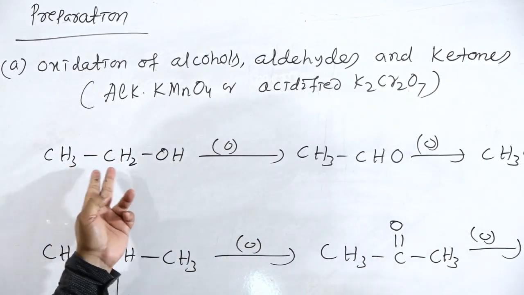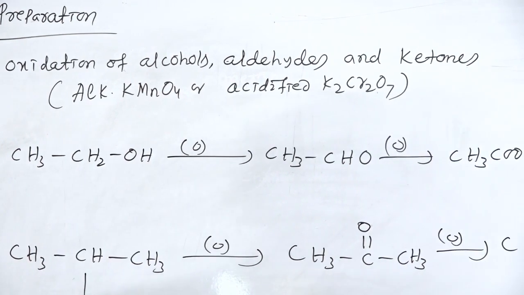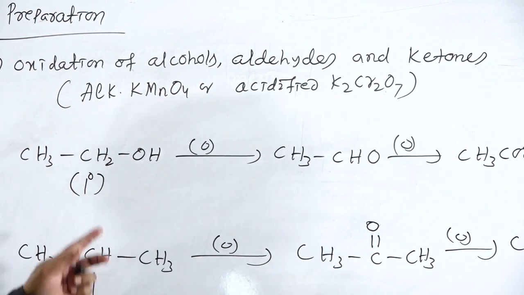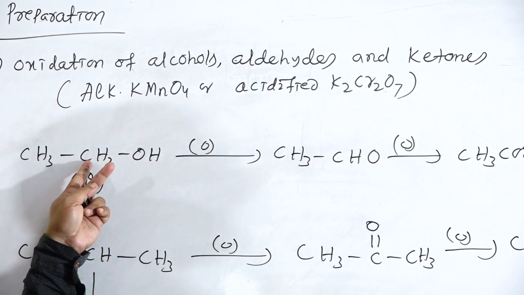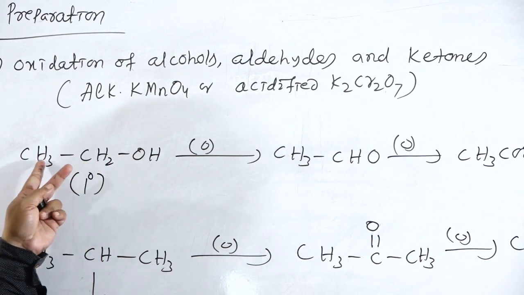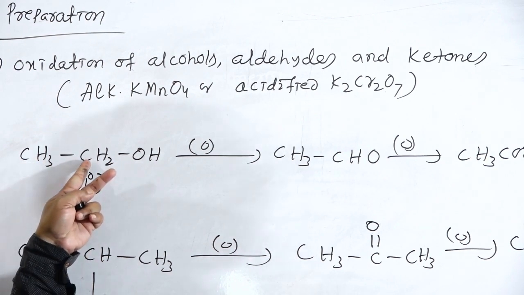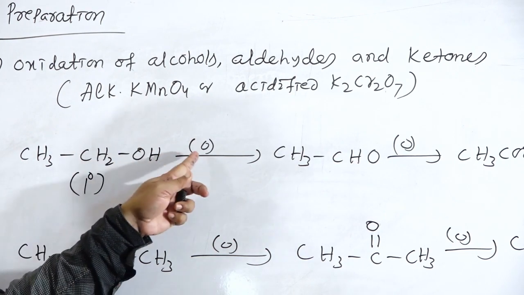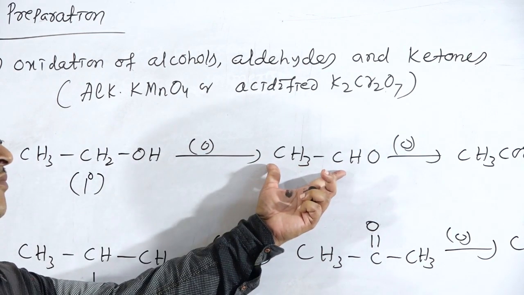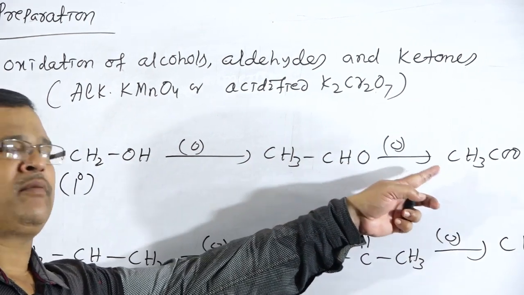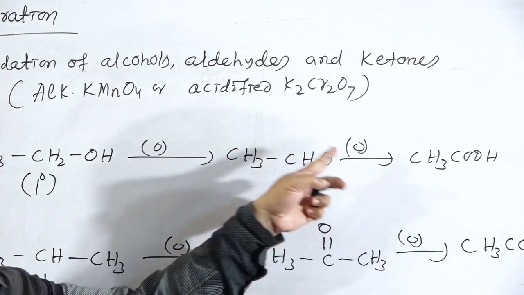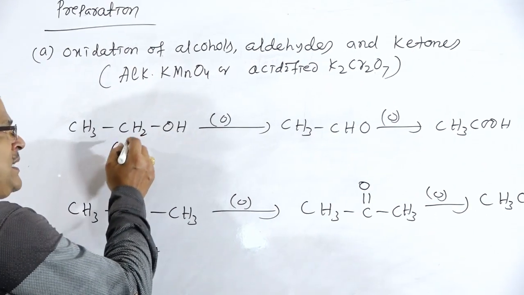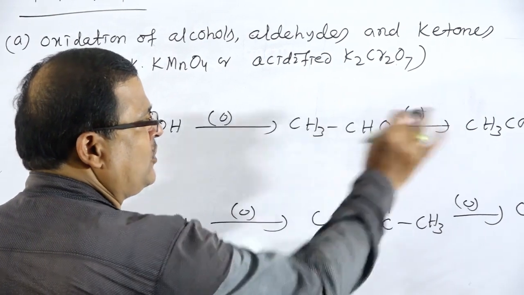CH3CH2OH, that is ethyl alcohol, is a 1 degree alcohol, known as primary alcohol. Why? Because the OH group is attached to a carbon atom which is directly linked to one carbon atom. Therefore, this is a 1 degree carbon atom and the alcohol is primary alcohol. Primary alcohol gets oxidized to form aldehyde. Aldehyde gets oxidized to form carboxylic acid. In all these cases, the number of carbon atoms remains the same: 2 in this case, 2 in this case, and 2 in this case also.